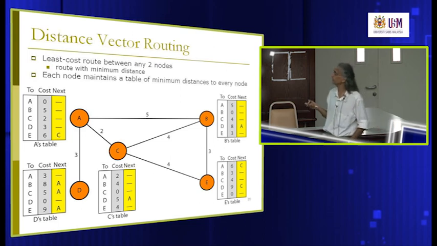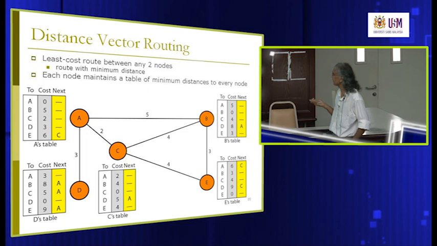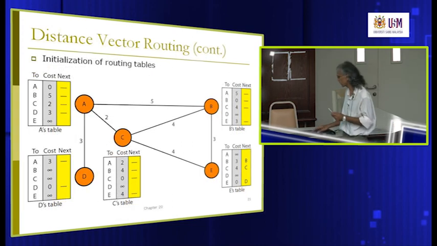So these are the distance vector tables, routing tables based on distance vector. That means these tables are already stabilized. After they have exchanged information with one another, this is the final product. But how are they actually built? That's the next stage.